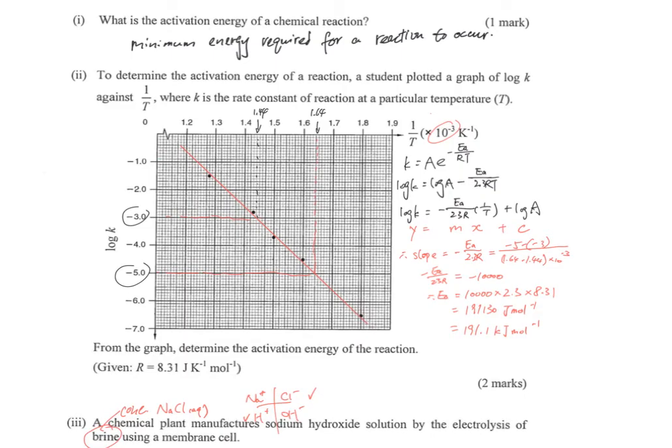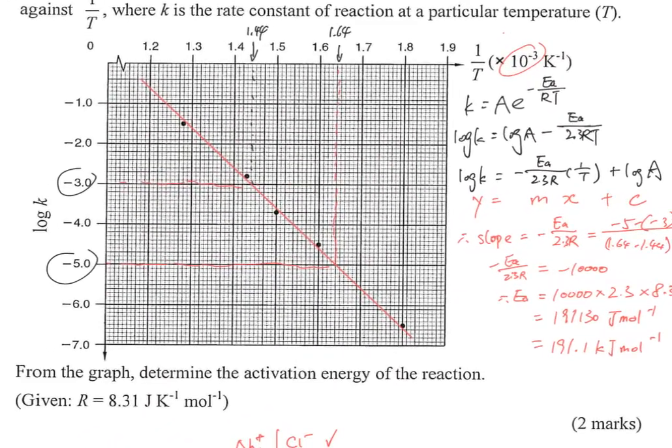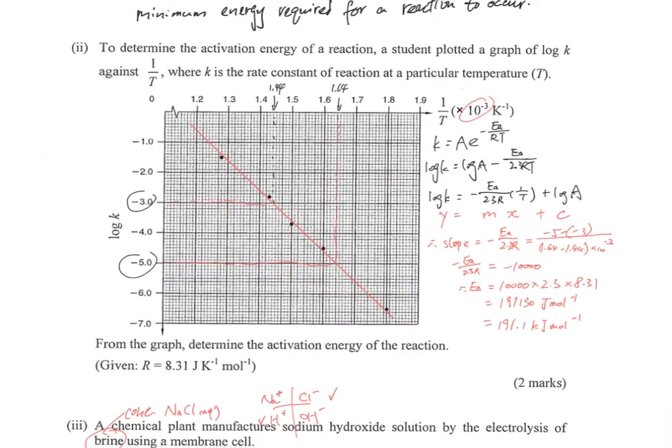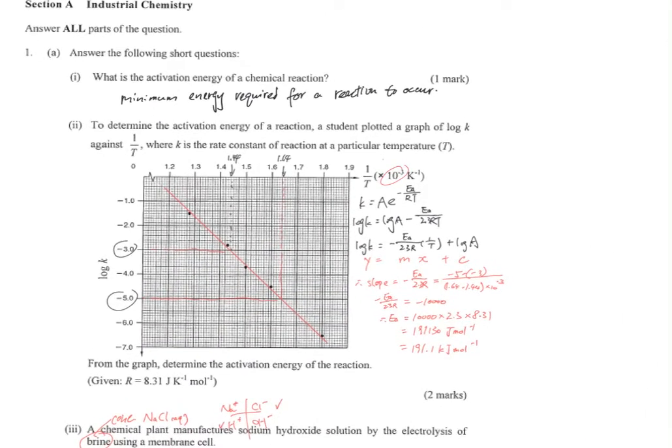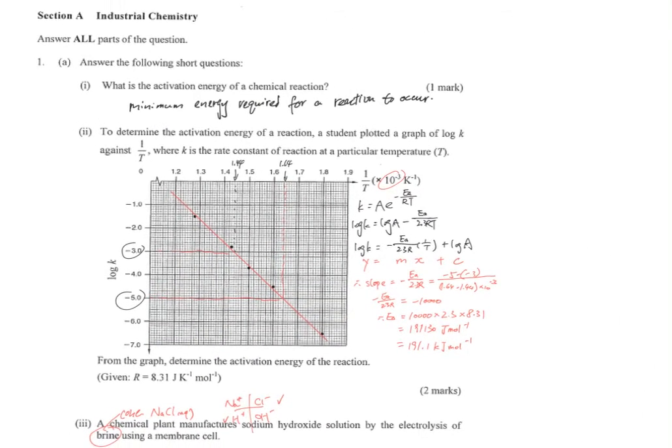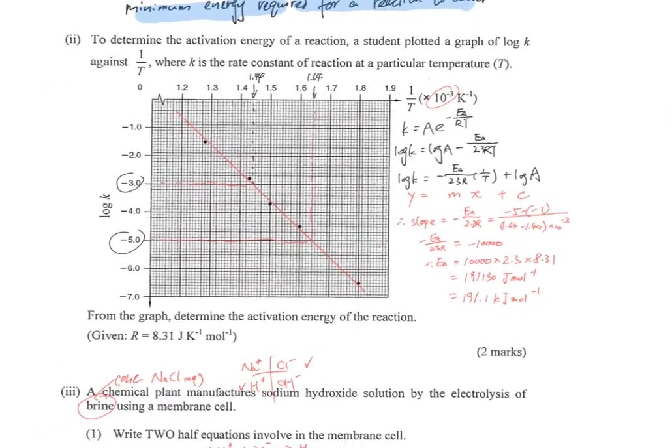If I find that you can draw a graph similar to this straight line, then I can still give you 1 mark. Okay, so now let's see the questions one by one. What's the activation energy? It's just like the peak of a hill. If you want to cross the hill, you have to climb up to the peak, right? So the minimum energy means the height required for a reaction to occur.